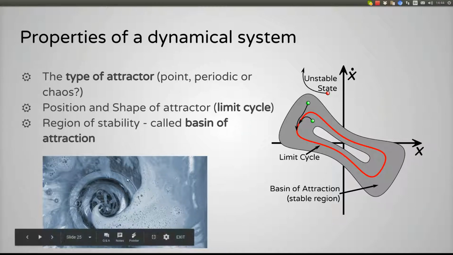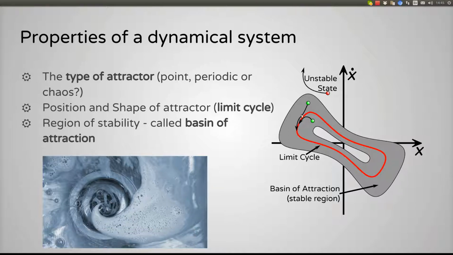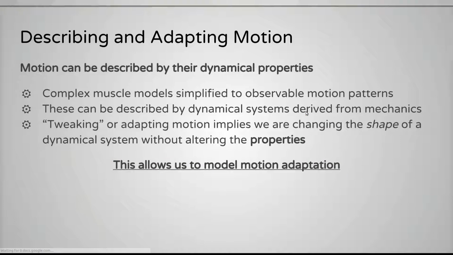The sink is a good example of an attractor. The water is flowing down, you can see it spirals down, and ultimately it's going down to this point attractor. And in a similar example, this is now spiraling down and ending up on this periodic attractor, which is going in this repeated pattern.